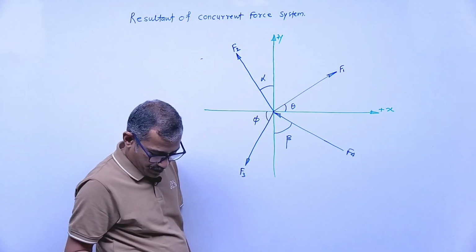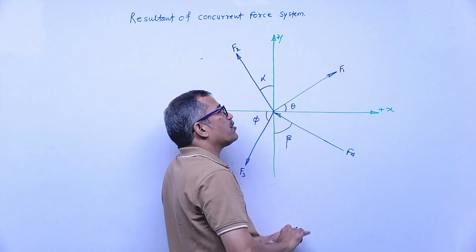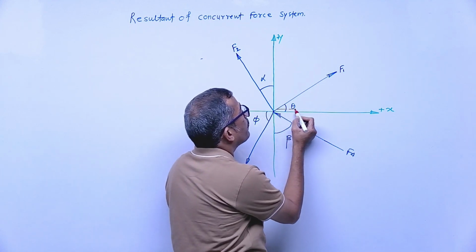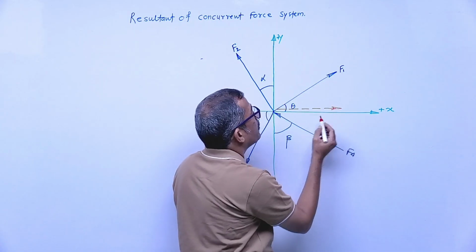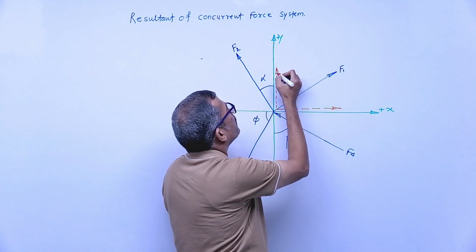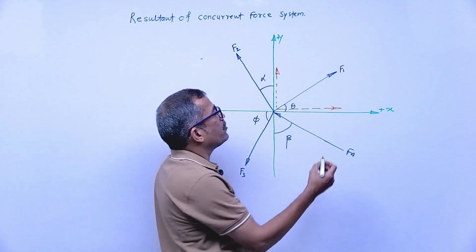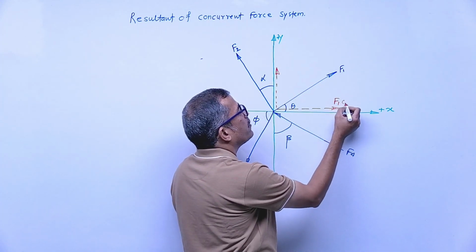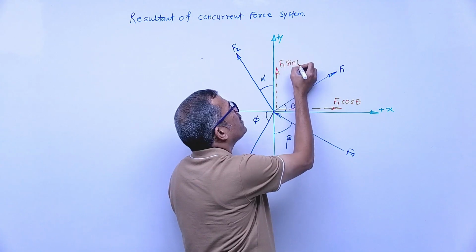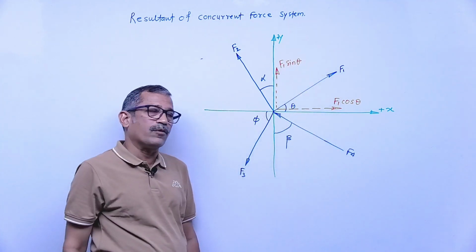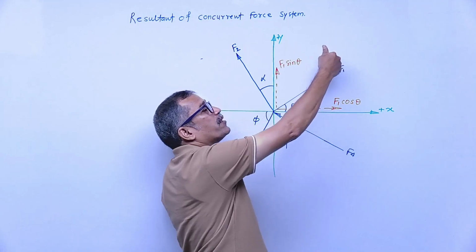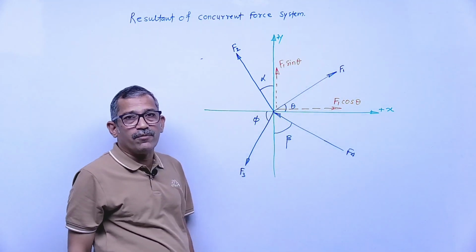Let us start from the first force. F1, what is the nature of this force? Away from the body. Components must be away, meaning the horizontal component must be rightward and the vertical component must be upward, right? The angle is given with horizontal. The horizontal component we get here is F1 cos theta, and the vertical component is F1 sin theta. Angle is given with horizontal, so horizontal component is cos and vertical component is sin. Nature of the force is away from the body, so components are also away from the body.